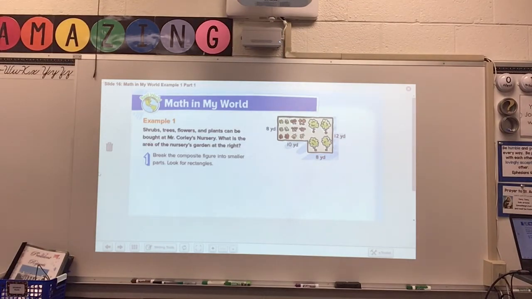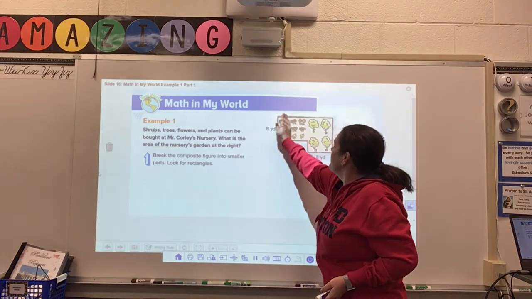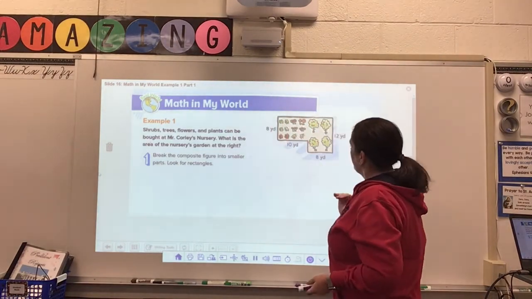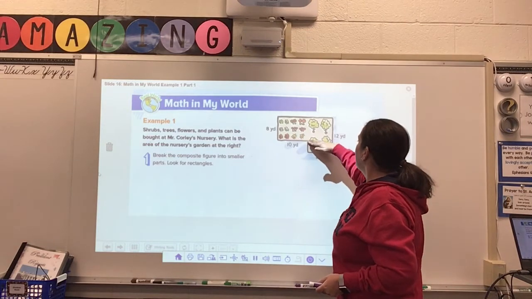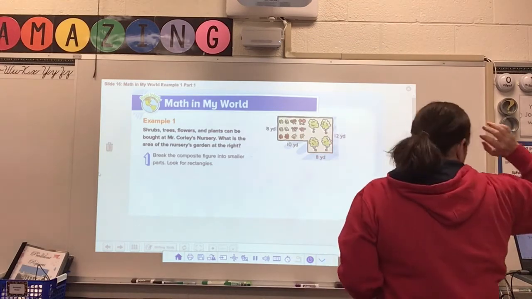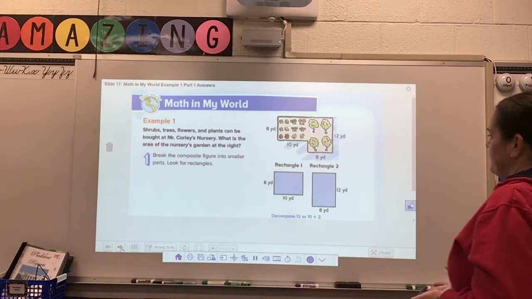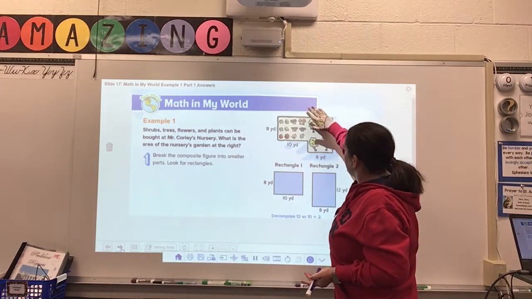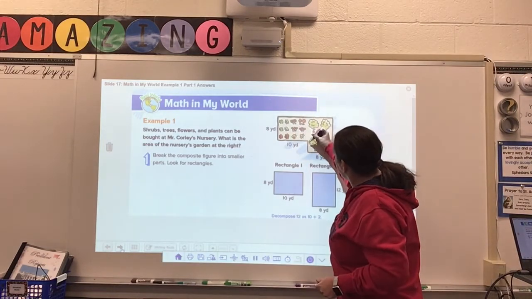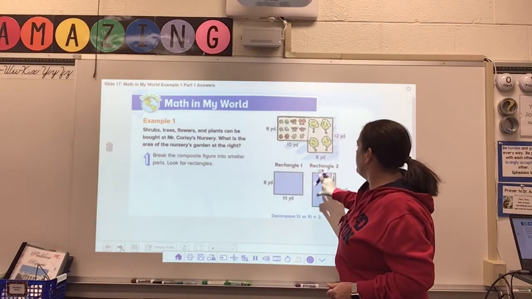Okay, I see a rectangle. If I were to divide it right here, that would give me this rectangle and this rectangle. I could also divide it here, and that would give me this rectangle and this rectangle. There are different ways that you can do it. Okay? So it's probably easier just to decompose it like this. Draw your line here, and that's what is shown here.